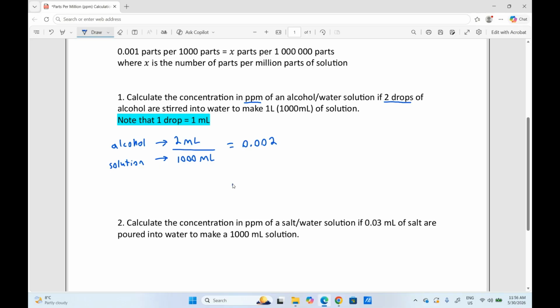Now to represent this as parts per million, I have to take my 0.002 concentration and multiply it by 1 million. Hence where the name parts per million comes from. So after I multiply it by 1 million, I'm now going to get an answer of 2,000. And my units will now be ppm, which stands for parts per million. So we can represent a concentration as parts per million or just leave it as such.